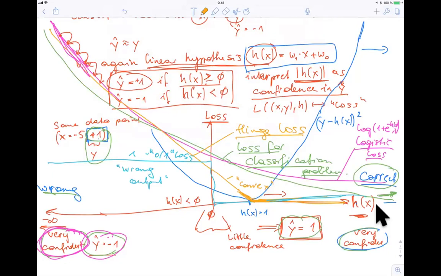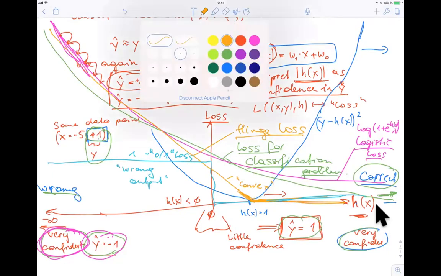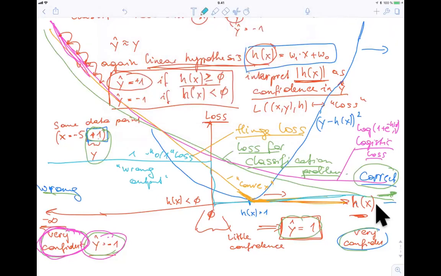So the worst computational wise is the 0-1 loss, because the 0-1 loss is neither smooth nor differentiable. Here we have the 0-1 loss with a discontinuous point at zero. And you will hear about methods that can minimize the 0-1 loss, which are not based on gradient descent, because it's non-differentiable.